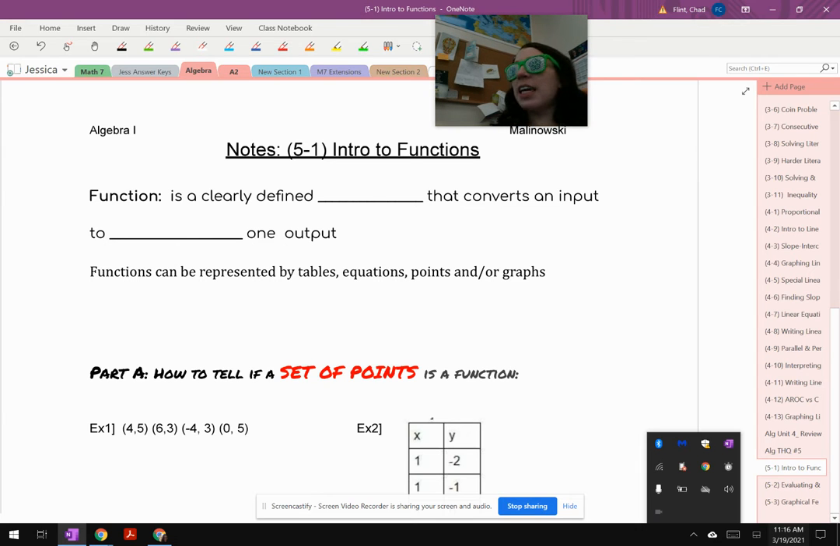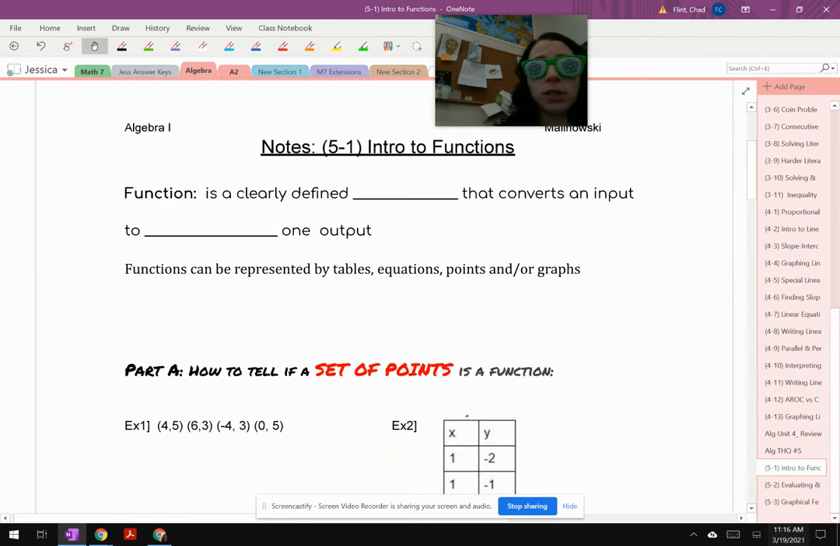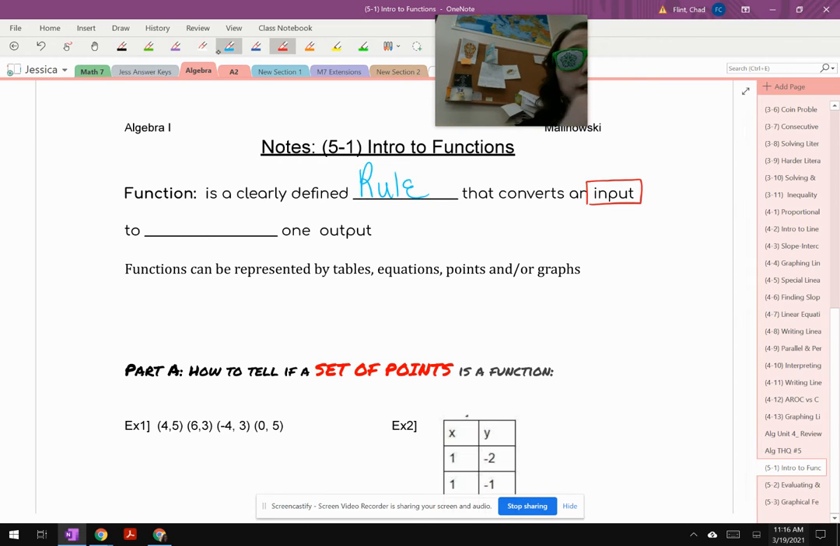A function is a clearly defined rule that converts an input to, keyword here, exactly one output.